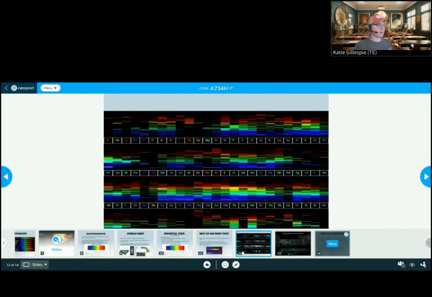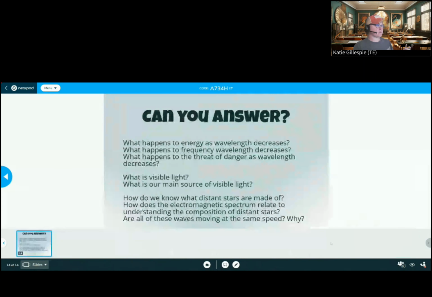Why is it important? How do we know what distant stars are made of? What kind of information can we get if we can't go there? We're not Miss Frizzle. We can't load up the Magic School Bus and travel there. We don't have that technological capability yet. So how do we have this understanding of the composition of distant stars, distant galaxies, distant nebulas?